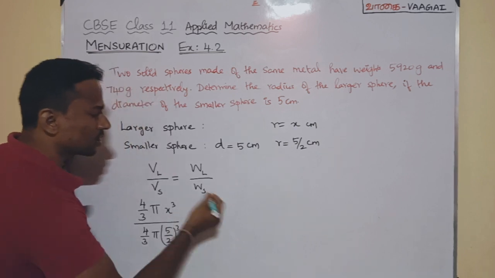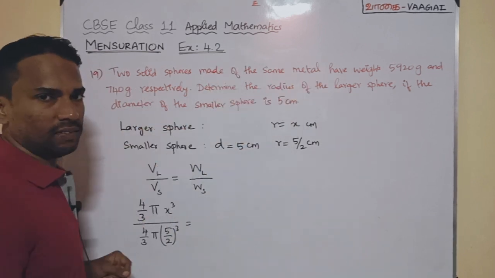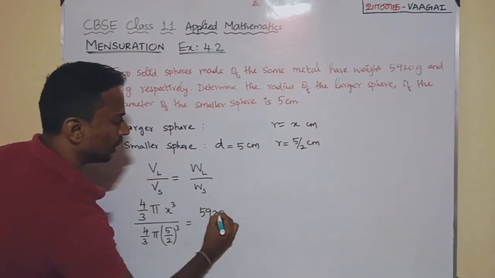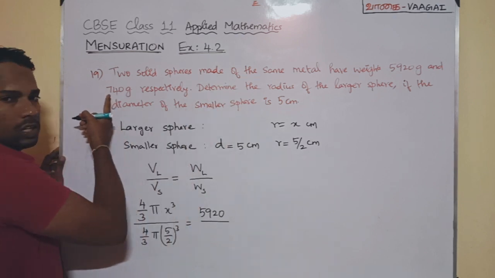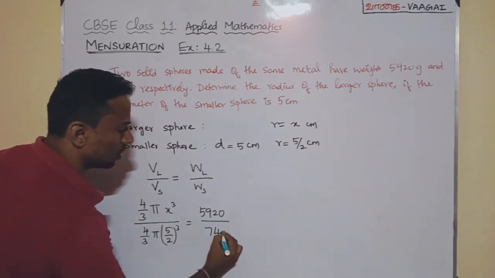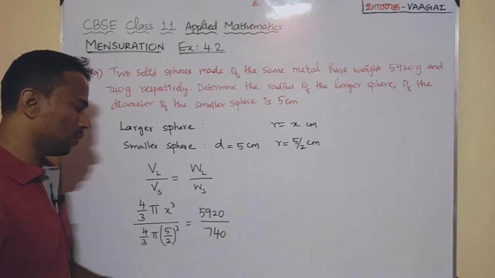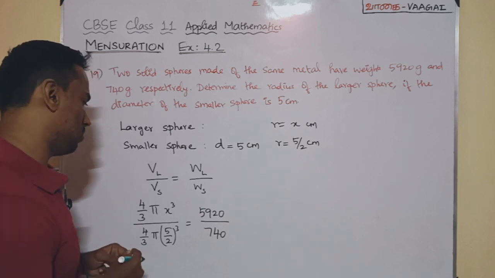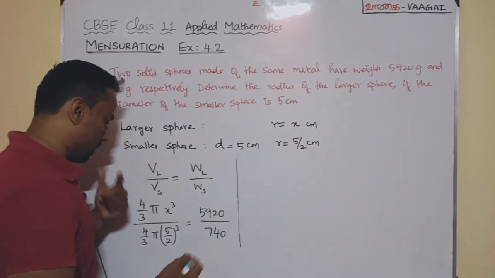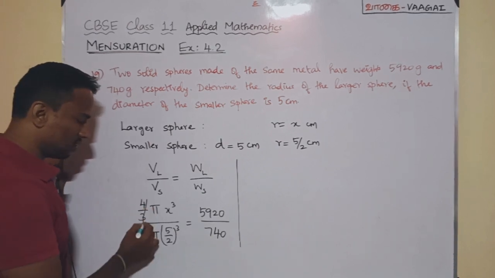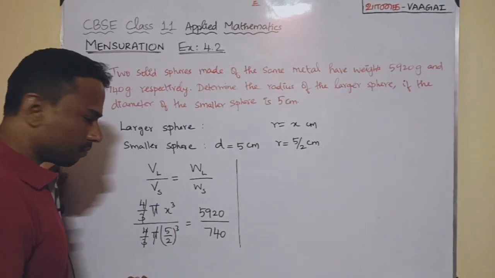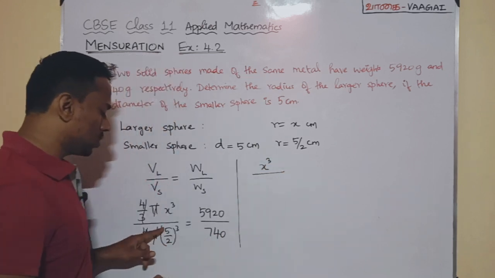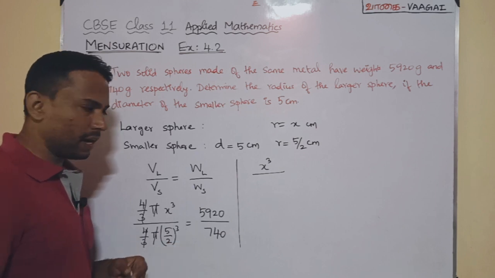Now this will be the same as, now come to the right hand side. I have their weights given in the question itself. So weight of the larger sphere is 5920 grams divided by the weight of the smaller sphere, which is going to be 740 grams. That's it. Now we have a clear relation. When we solve this relation, we can easily get the answer to the question. Let's do this carefully. I'll put a line here. First of all, on my left hand side I can cancel the 4 by 3's and the pi's. Now what else I can do here is take x cube divided by 5 by 2 the whole cube.